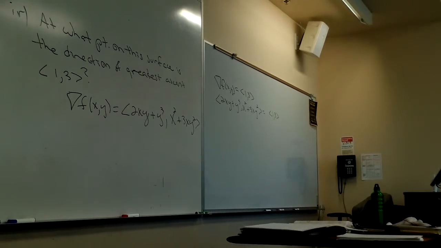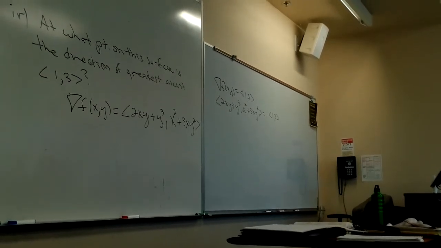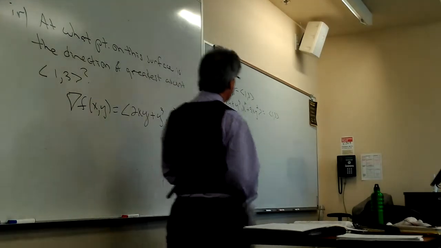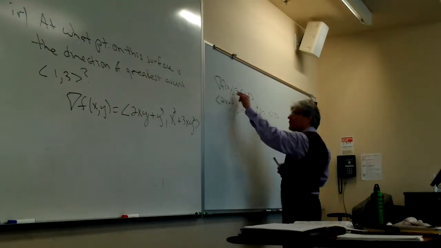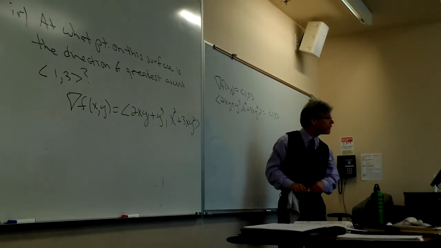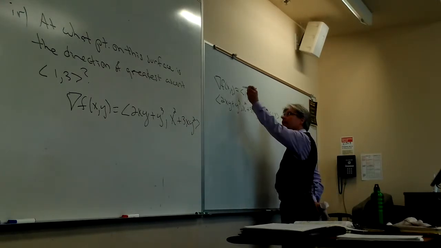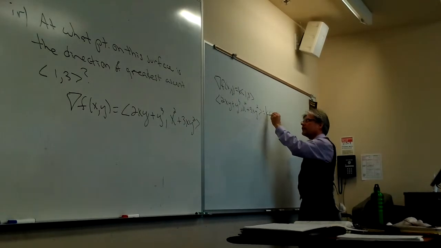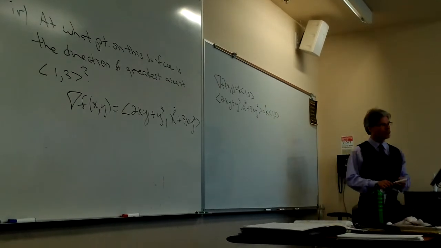Yeah, I think the answer is no. I think even though I want to point in the direction 1, 3, it doesn't mean the gradient vector is going to have the same magnitude. It doesn't mean the gradient vector is going to be exactly equal to 1, 3. It means the gradient vector is going to be some scalar multiple of that vector 1, 3. Do you guys see my point? Everybody?